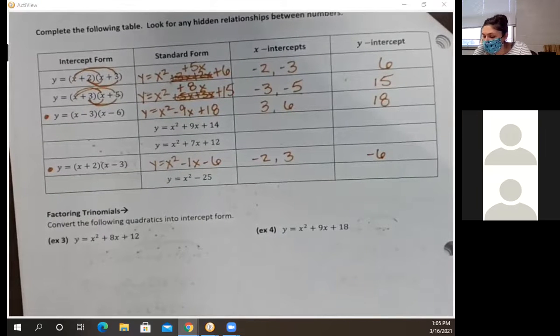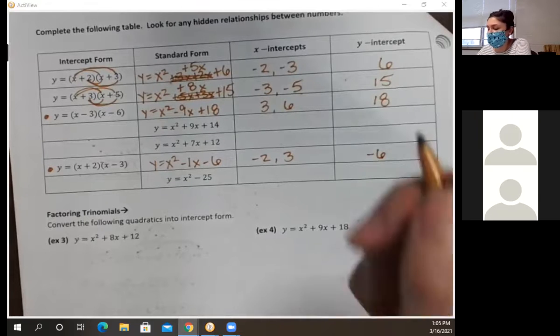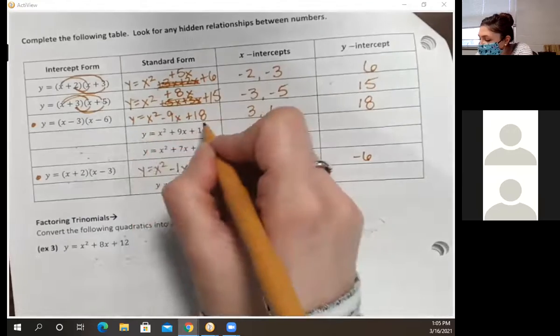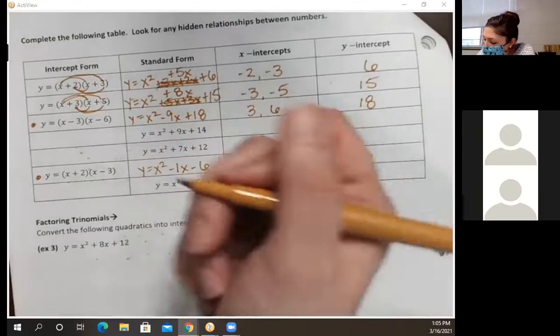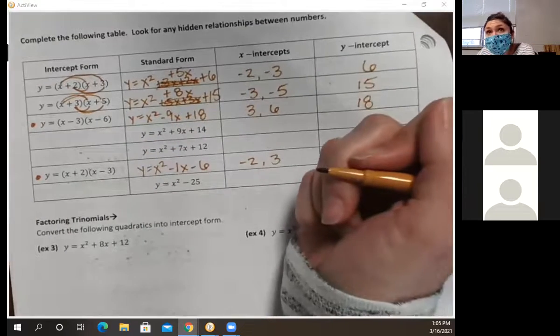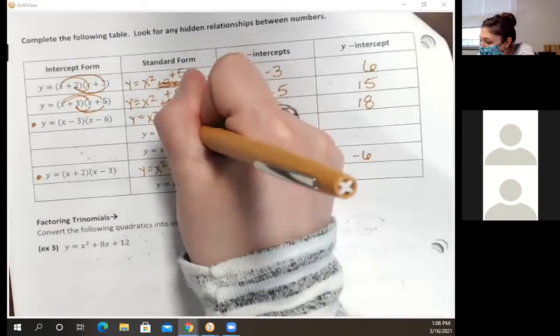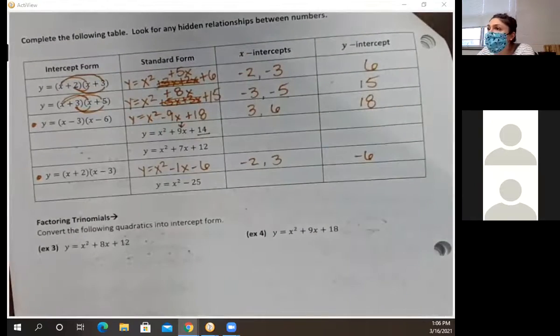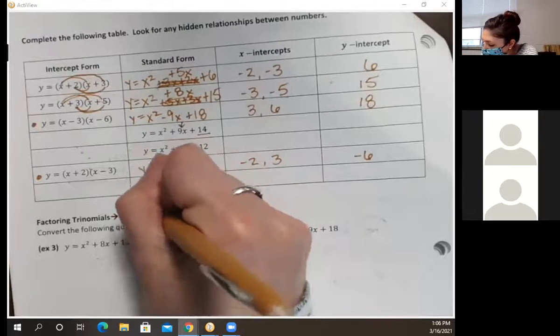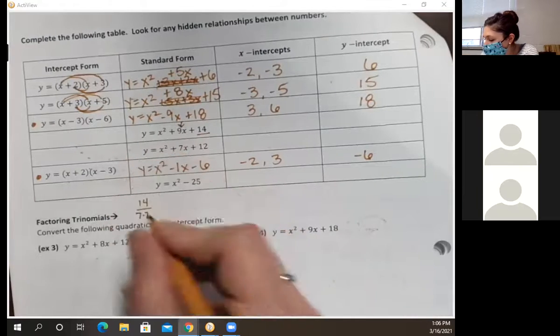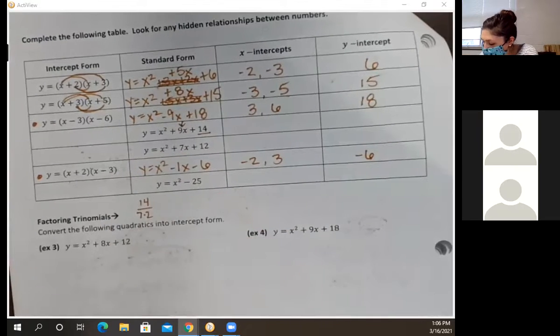Okay, next we're going to take a look at converting from standard form to intercept form. So we're going to factor, just like what we did yesterday. If I take a look at my first function that's given in standard form, to write this in intercept form, we need to factor. So we need to know what factors of 14 add to 9. What would multiply to give me 14, so that if I added them, I'd get 9? 7 and 2, yeah. If you need to make a list, you can. But 7 times 2 would give us 14, and 7 plus 2 would give us 9.